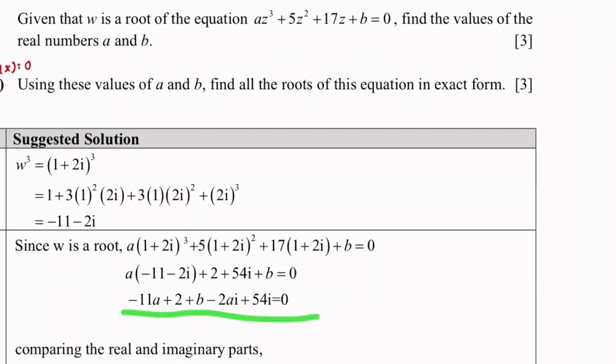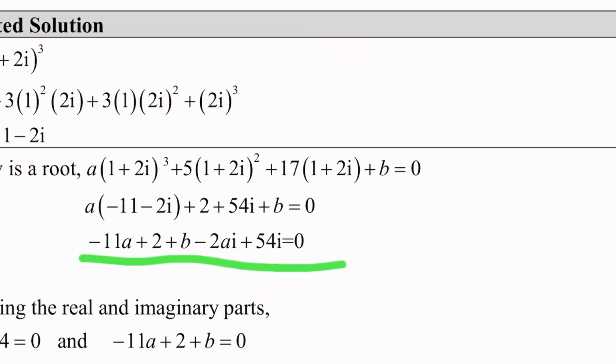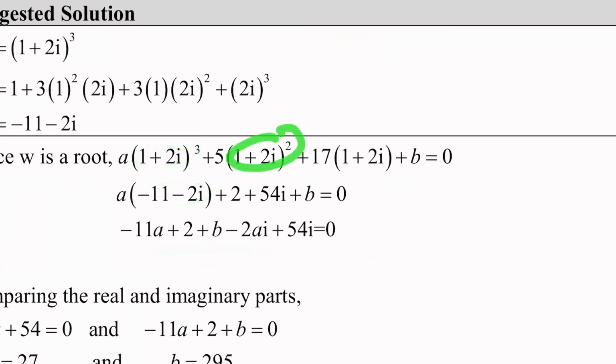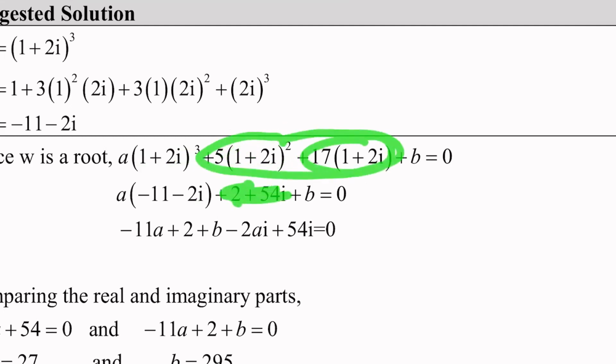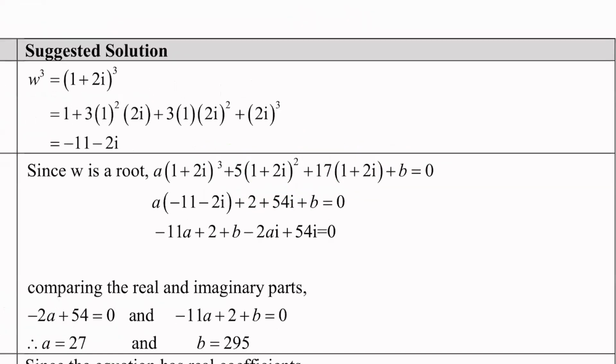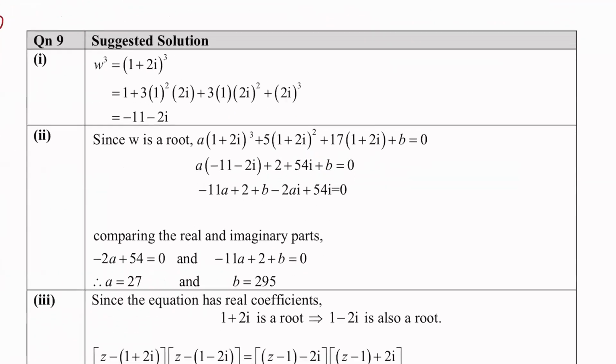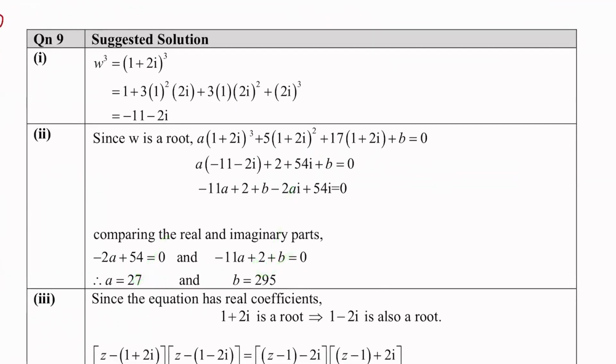You can use a calculator, by the way. 1 plus 2i cubed, expand. 1 plus 2i squared, multiply by 5, then plus 17 times 1 plus 2i. This entire thing can be done using a calculator, and then you plus b. Then after that you compare real and imaginary parts. I actually went through this question last week already, so I don't want to talk too much about it.